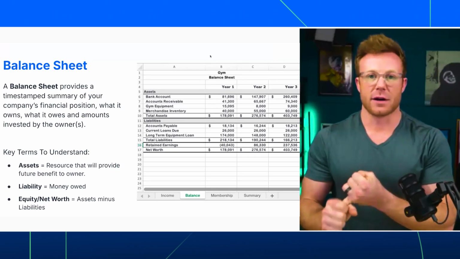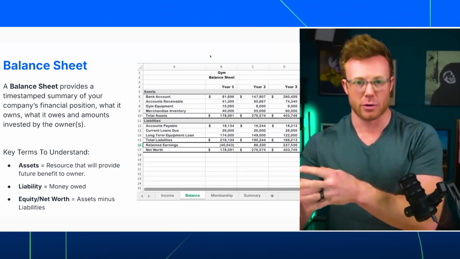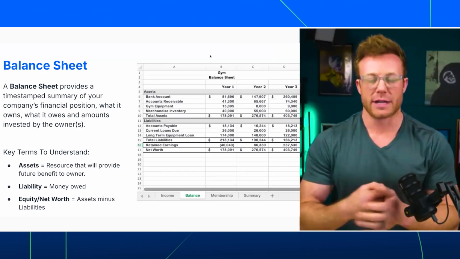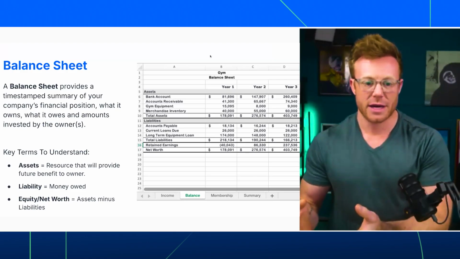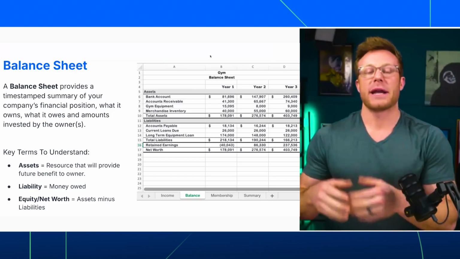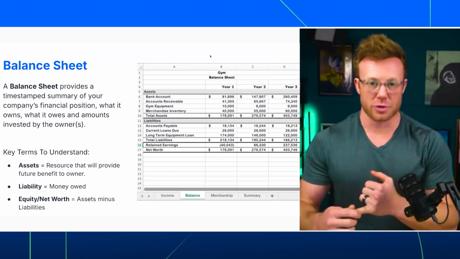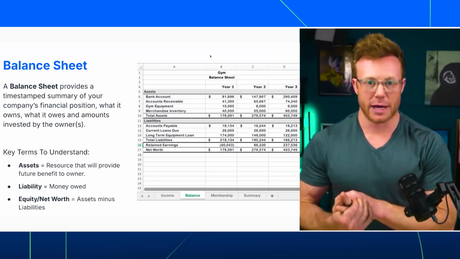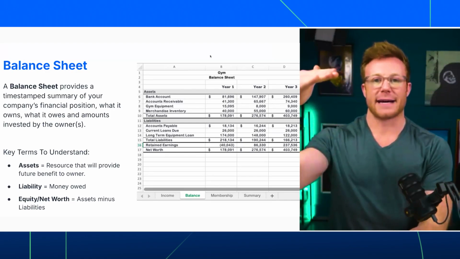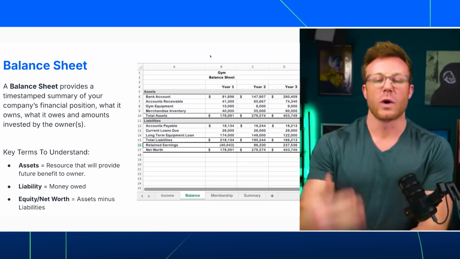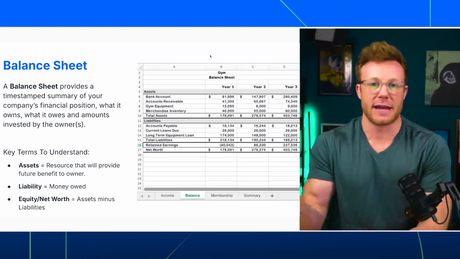When we look at assets of your gym, we're talking about resources that will provide a future benefit to the owner. Something you own that is going to provide a benefit to you. That is an asset. And there are many different classifications of this. A liability is money owed. For most of us, liabilities are going to look at things like loans. You can even look at your rent as a liability. Then there's equity and net worth. That is what's left over. When you take assets, subtract liabilities, what's left over is your equity in your own company, aka the net worth of the company.